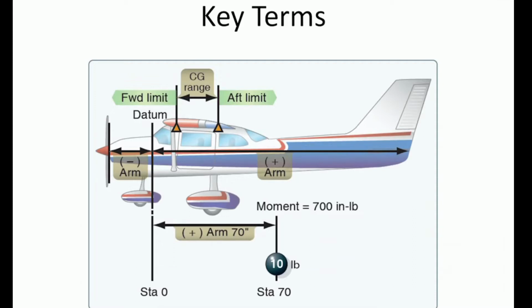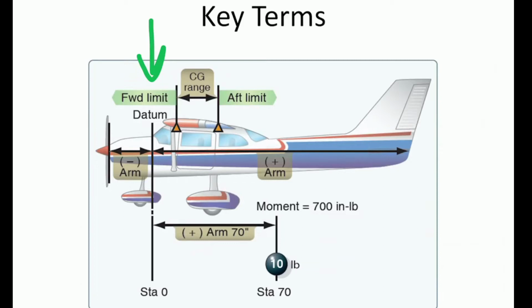For example, the datum, which is the imaginary vertical line, which is right here, that is decided by the manufacturer as a reference point for all the measurements that you're going to use when calculating the center of gravity, figuring out how far something is, which is the arm, and ultimately figuring out what the moment is to do the calculations. Next thing is the arm, and the arm is the distance from the datum plane.